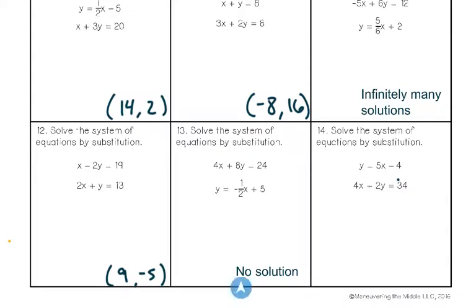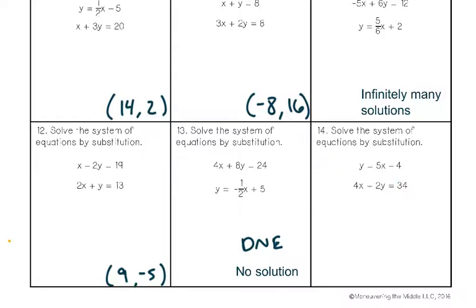And if you want to, you can put no solution, or you can put DNE, does not exist. So either of those would be acceptable answers as long as you make it clear to me that there is no number you can put in for x or y that would make these true. There's no solution here. Let's look at number 14.